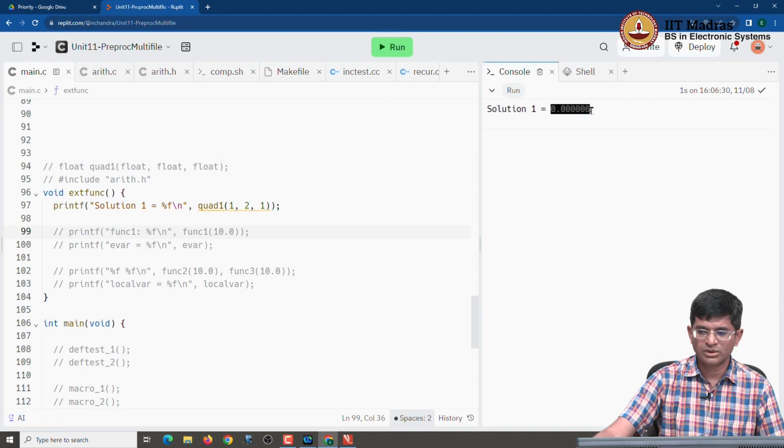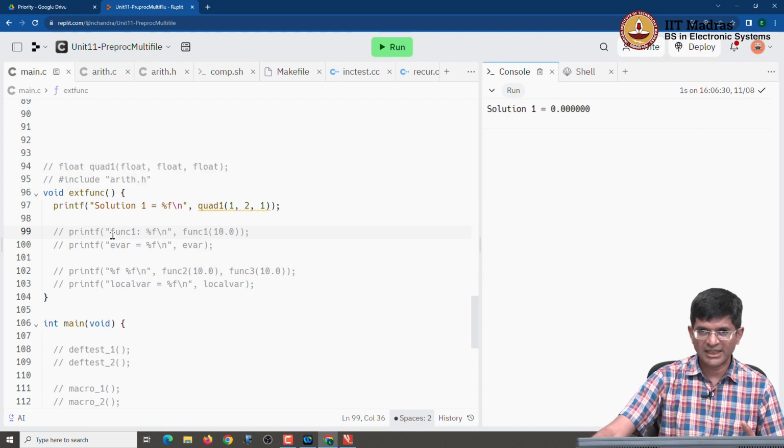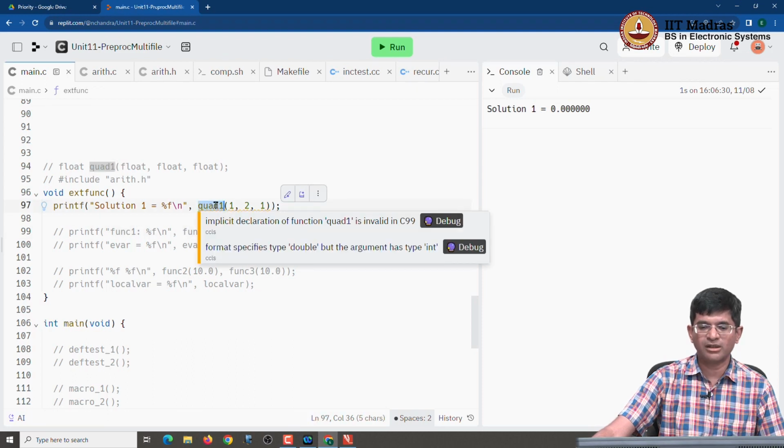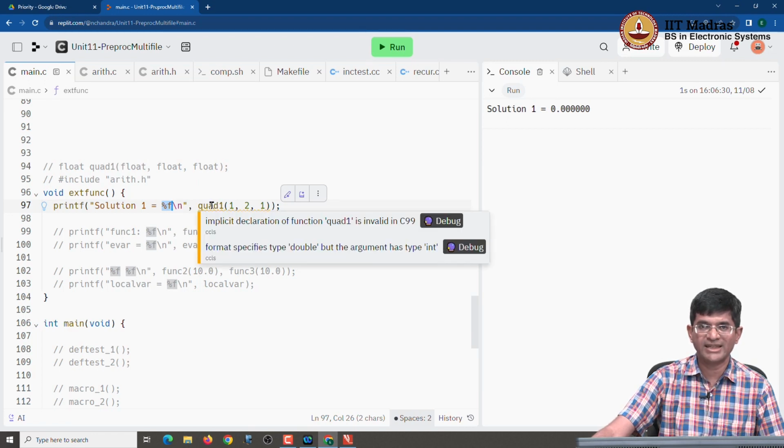It prints out the value 0, okay. Now what happened, right? What actually happens over here is, at the time of compiling main.c, quad1 was just taken to be a function. At this point, what it says is that you are trying to print it out as a float format, but as far as I know, quad1 is an integer, which is why this warning message has come up saying that the argument has type int.